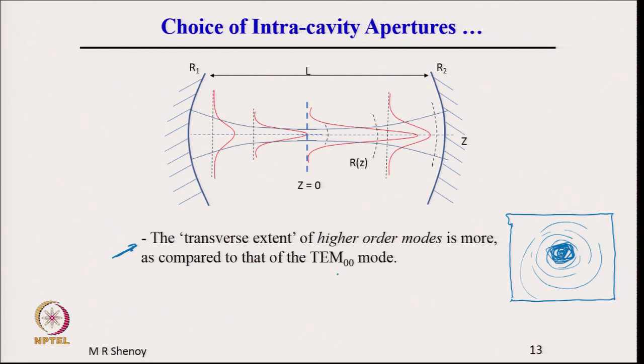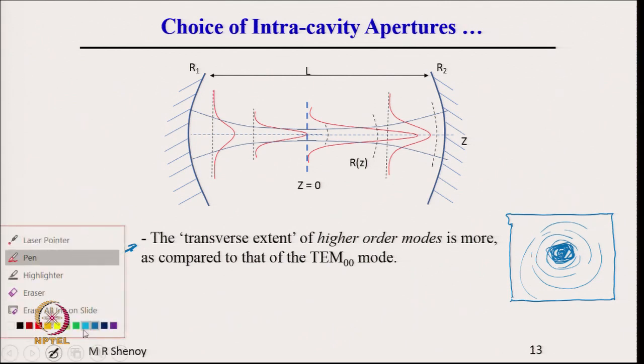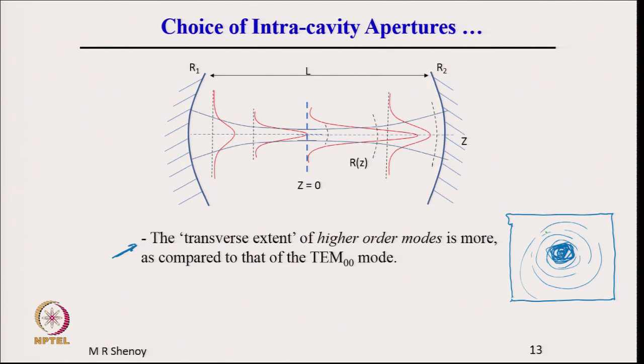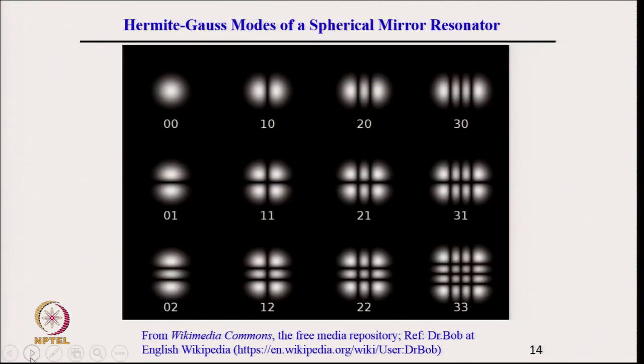But if you take the 11 mode, let me use a different color, then it has 4 lobes. So, it has maximum here and maximum, this is the 11. So, this is TEM11, the central one is 00. Now, you note that the spatial extent of this mode is higher than this mode. For example, let me show this beautiful figure which I had shown earlier. This is the reference.